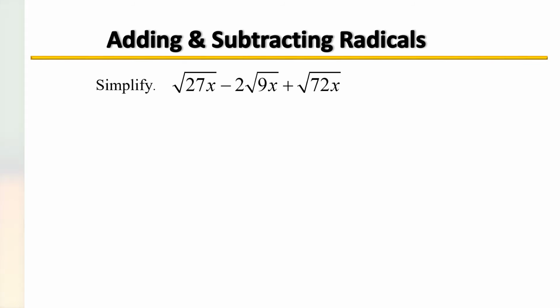Let's do another example here. So first of all, they do have the same index. They're all square root, but they do not have the same radicand. So at this point, we cannot add or subtract them. All we can do at this point is to go ahead and simplify them. So let's go ahead and simplify, taking the perfect squares out of the non-perfect. So the first and the last term, we need to take the perfect out.